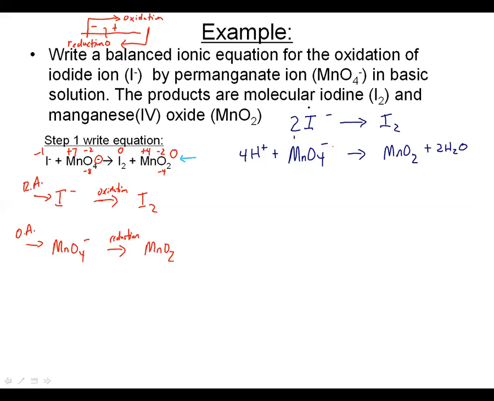So looking at the top half reaction, overall charge on the left-hand side is 2 times -1, which is -2. Overall charge on the right-hand side is 0. So the side that needs the electrons is the right-hand side. And to get us to -2, we would need to add 2 electrons. Again, we're adding negative charge, so we would need to add it to the right-hand side.